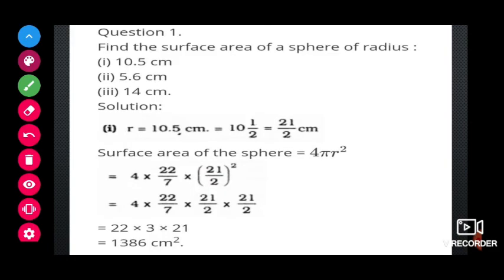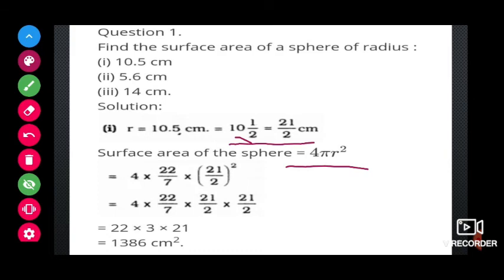Now we will see exercise 13.4. Find the surface area of a sphere of the radius. First one, 10.5 centimeters. So what is the formula? Convert it into a mixed fraction, that is 10 and 1 by 2. 2 tens are 20, plus 1, 21 by 2.